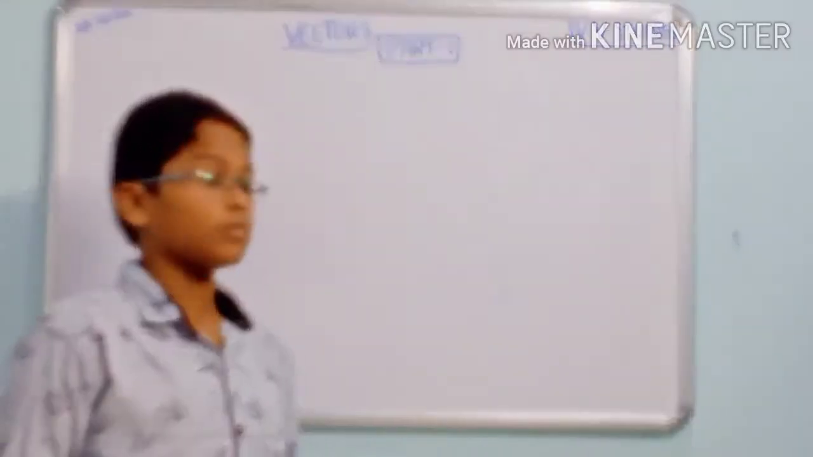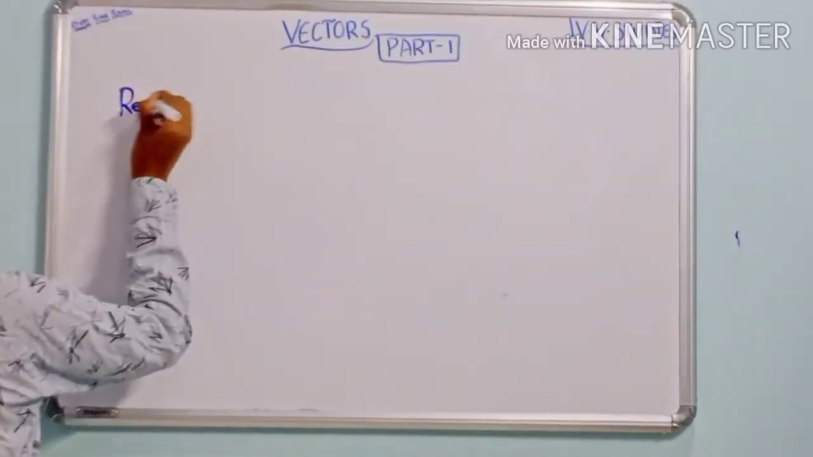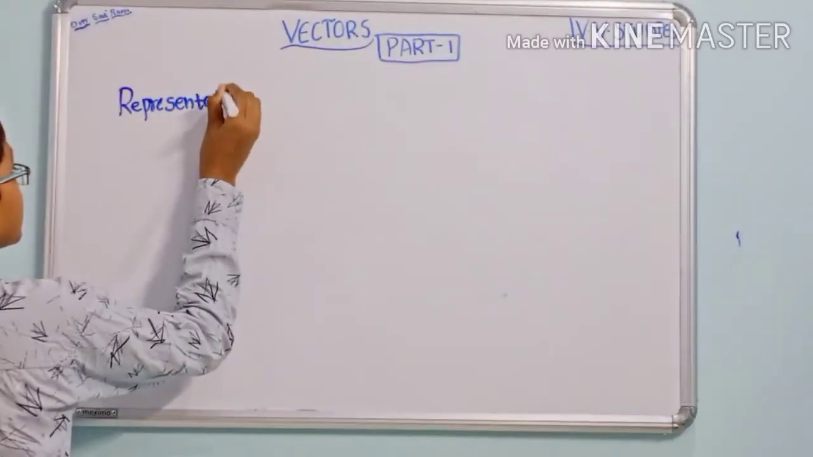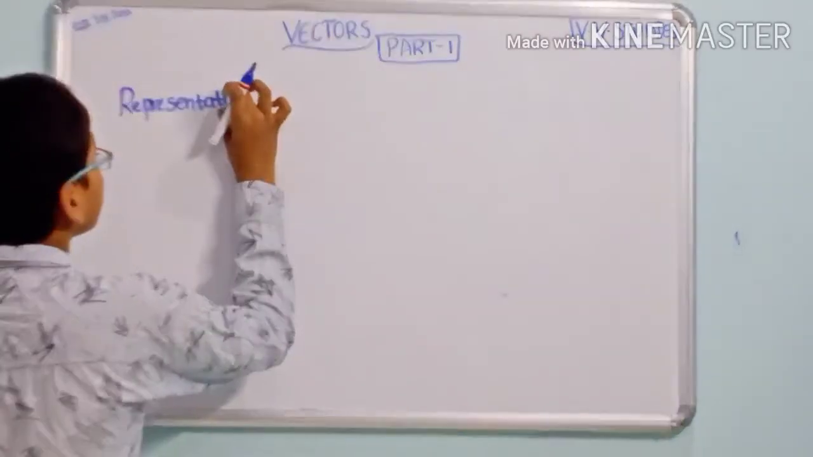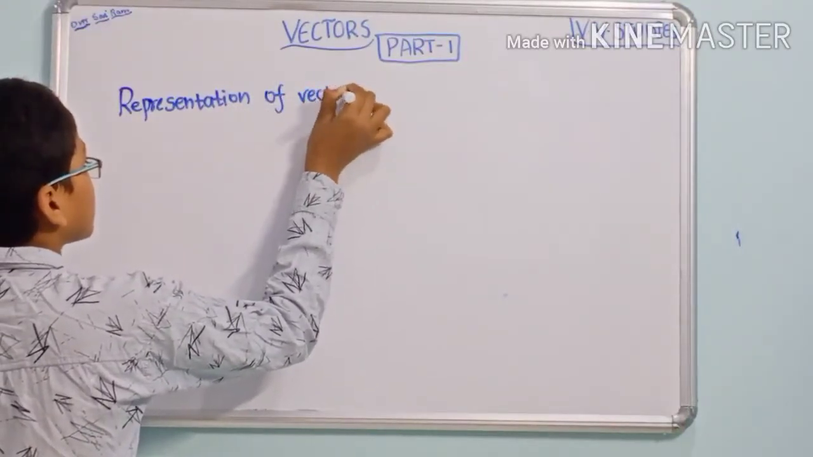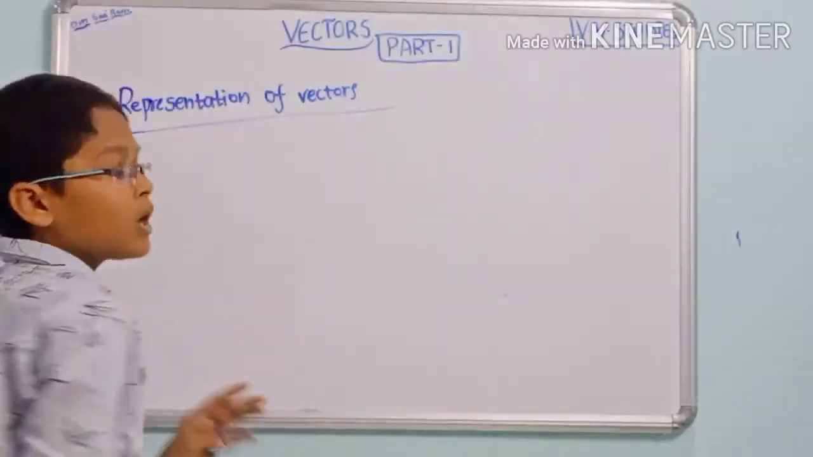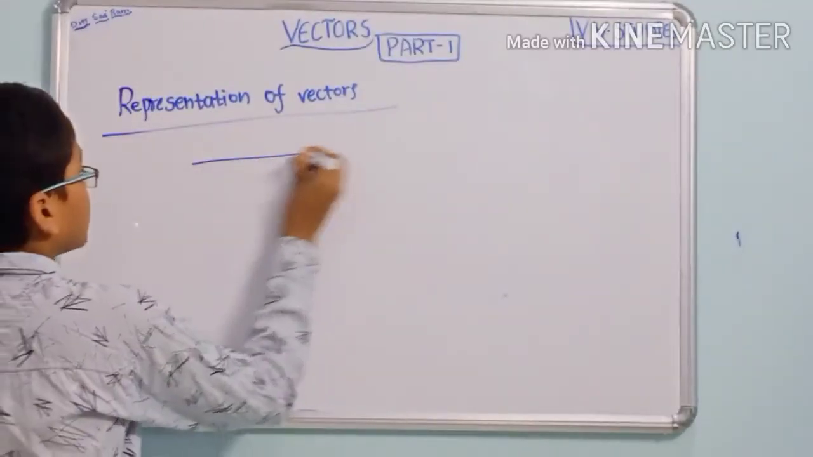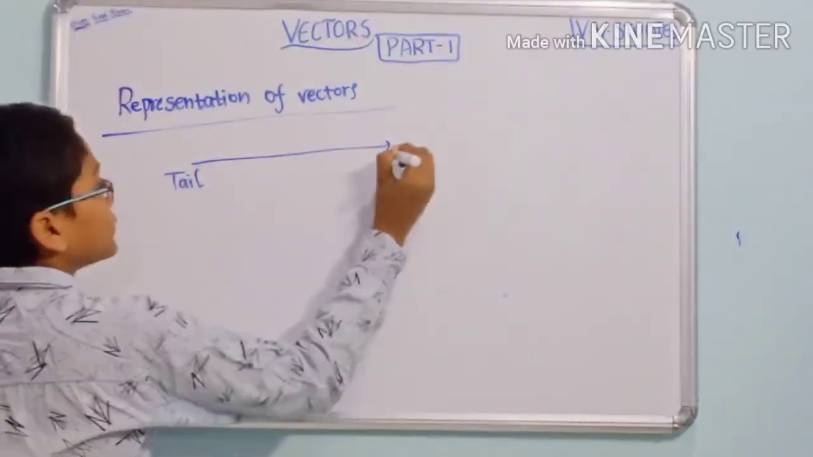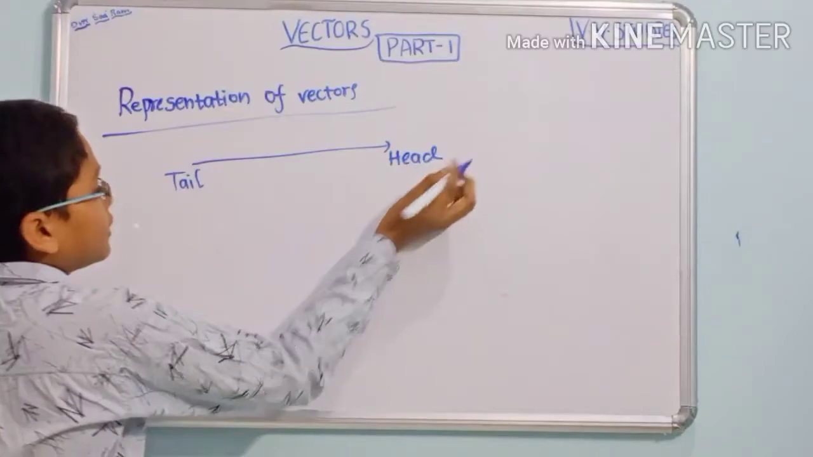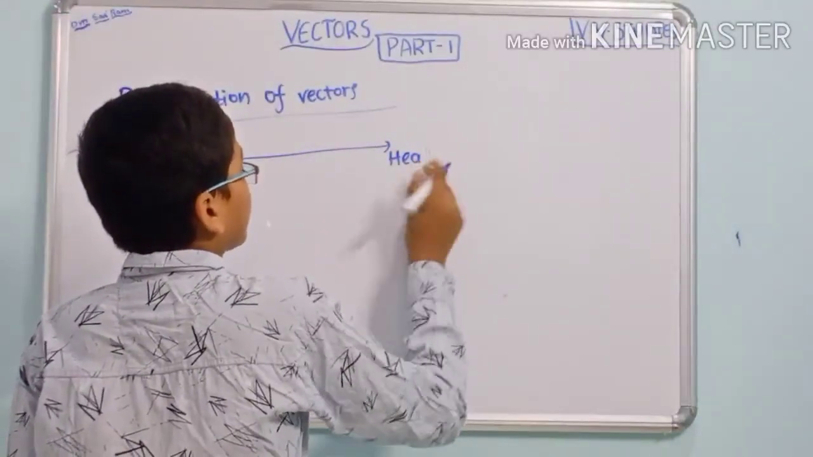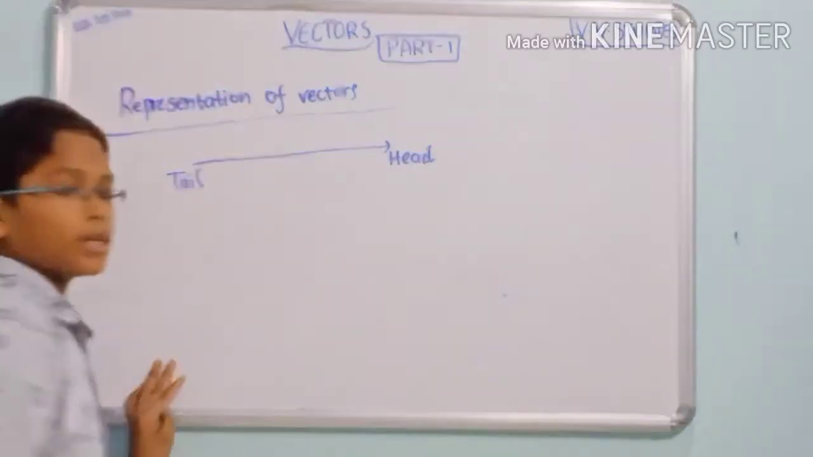Now we will discuss the representation of vectors. How can we represent a vector? By an arrow. This is tail, this is head. This is the tail of an arrow and this is the head of an arrow. Okay.